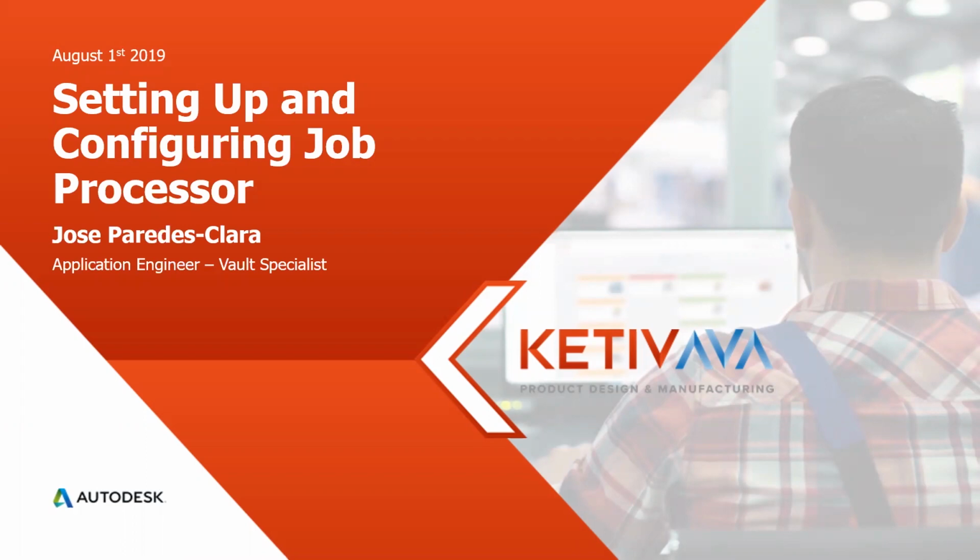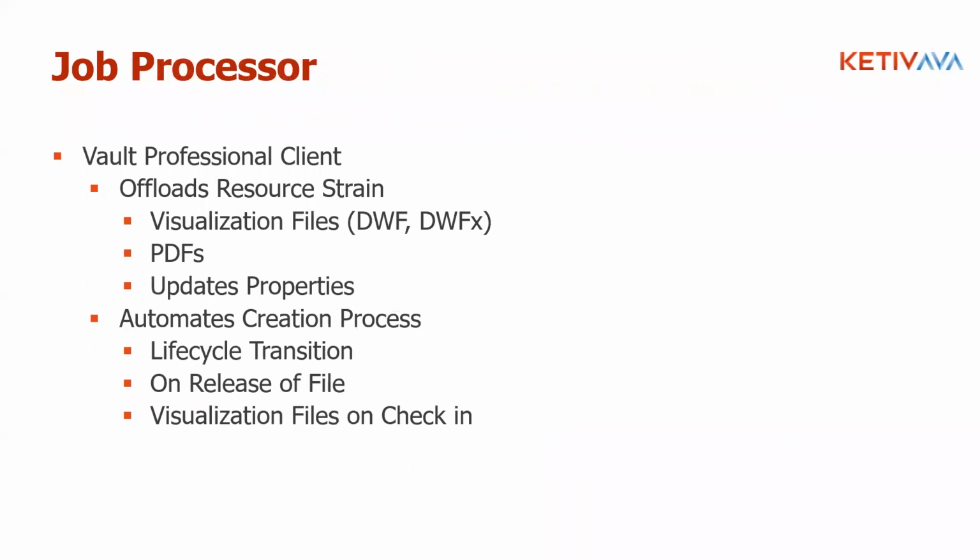So like Eric mentioned, we're going to be talking about the job processor, and it does have to do with Vault. The first thing we want to know here is that it involves the Vault Professional client, so you will need one of those licenses. Usually it is set up on a separate machine used just for the job processor. The reason we do that is because it requires resources that are available on that computer, and this allows us to offload those resources from our customers.